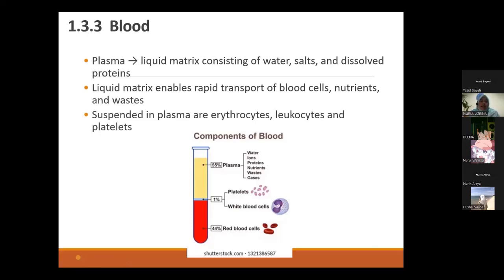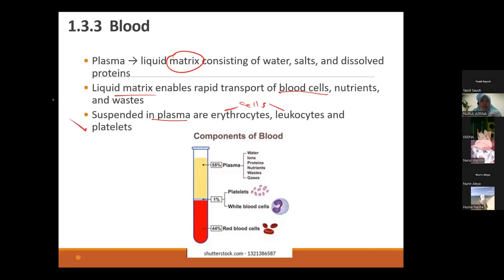Okay, so blood. The blood is in the form of plasma, blood plasma, right? So blood plasma is a liquid matrix. The matrix is in the form of liquid, and it consists of water, salt, and also dissolved proteins. The liquid matrix also enables rapid transportation of the blood cells, nutrients and also waste. And suspended in the plasma are cells like erythrocyte, leukocyte, and also platelet.